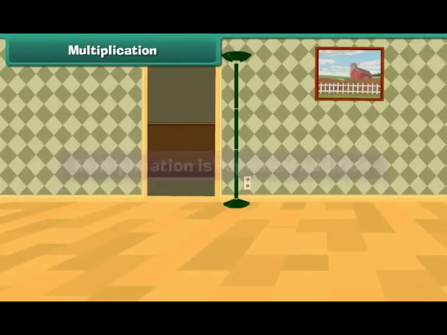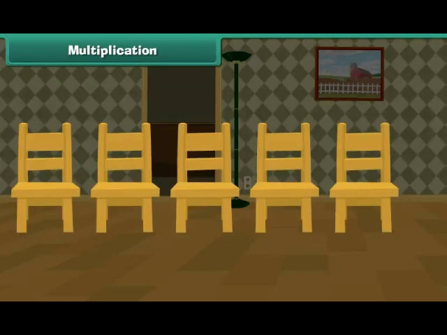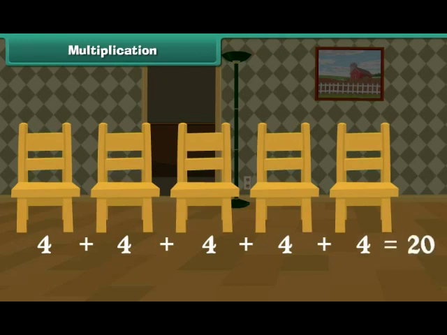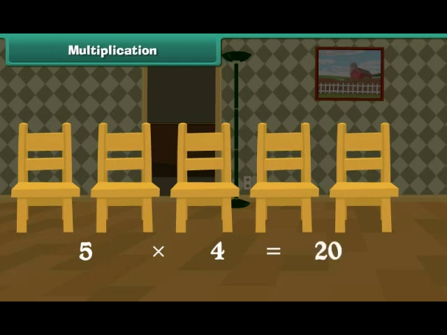Multiplication. Multiplication is repeated addition. For example, to find the total number of legs of 5 chairs, we'll add 4 5 times because each chair has 4 legs. 4 plus 4 plus 4 plus 4 plus 4 is equal to 20. In other words, 5 times 4 is 20. We can write it as 5 into 4 is equal to 20.